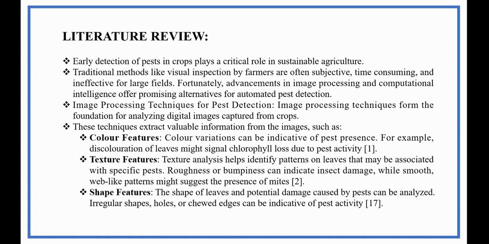Color features detect discoloration, which might indicate chlorophyll loss due to pests. Texture features help identify patterns like rough patches or web-like signs of mites. Shape features recognize irregular shapes or holes that suggest pest chewing.